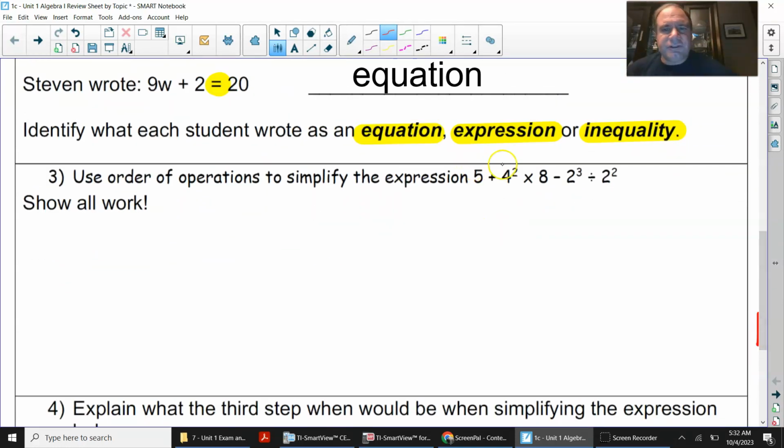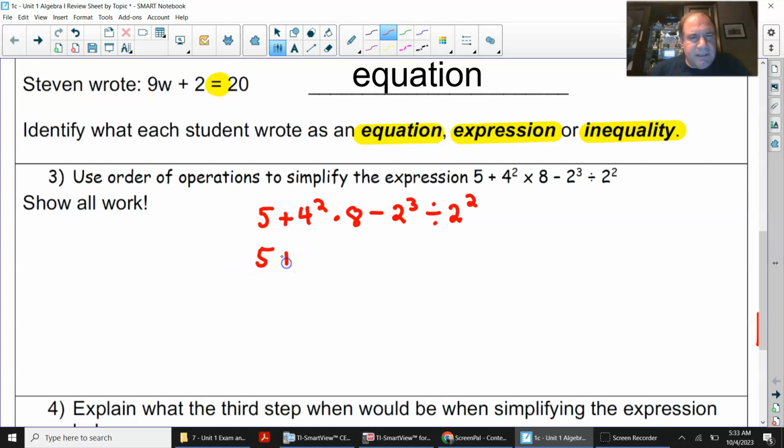Use order of operations to simplify this expression. Show all work. So I'm just going to rewrite this. This is 5 plus 4 squared times, I'm going to change the times from an x to a dot, minus 2 to the third divided by 2 to the second. So I'm just going to go along and get rid of the exponents. So this is 16 times 8, minus 2 times 2 times 2.